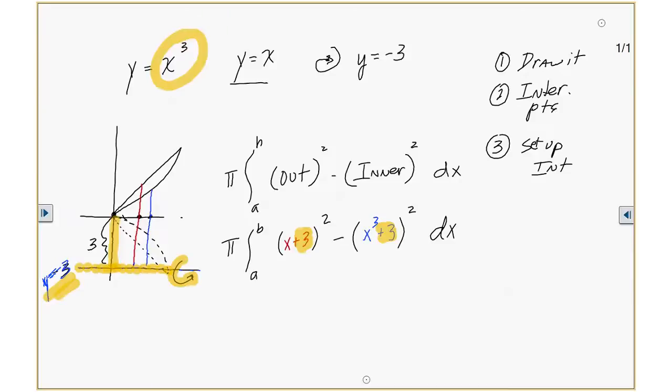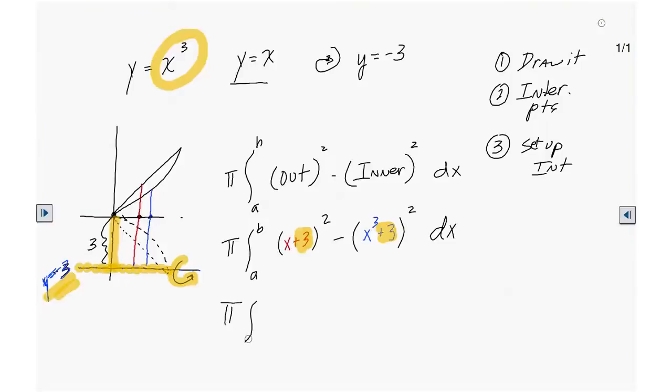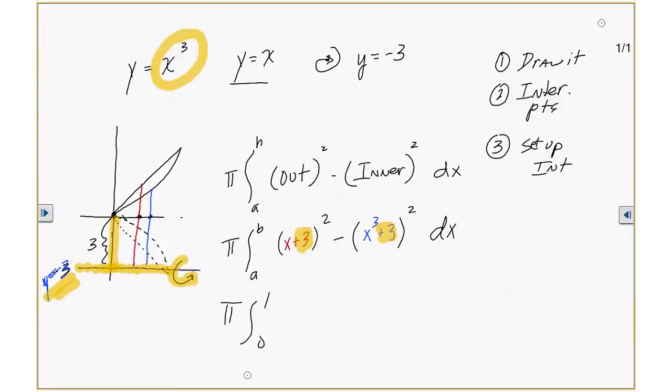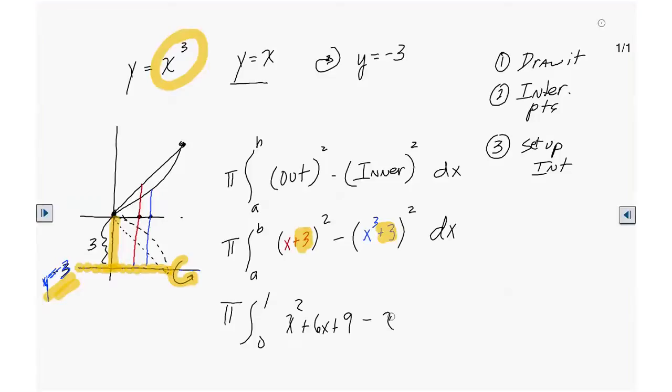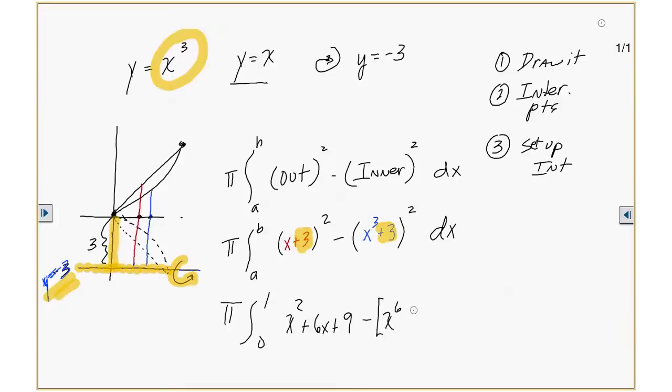Yep. So that's going to be pi integral from 0 to 1, because from the previous we know this is 0 and this is 1. We don't care about the y, because we're not revolving around the y-axis. So that's going to be x squared plus 6x plus 9 minus x to the 6th plus 6x to the 3rd plus 9. Okay, finish it out.